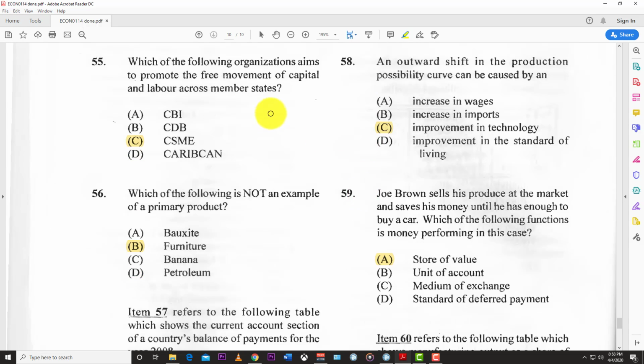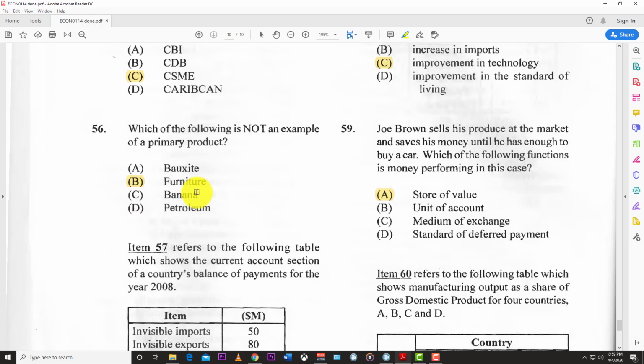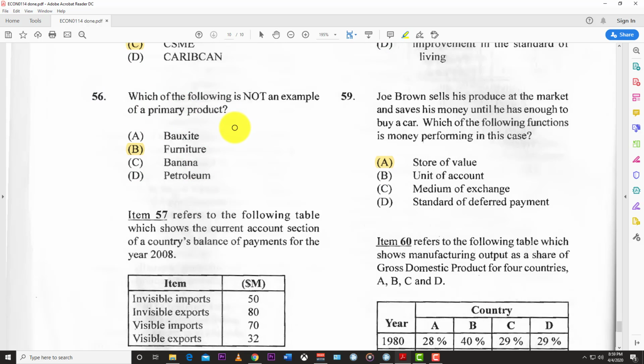55. Which of the following organizations aims to promote the free movement of capital and labor across member states? And the best answer here is CSME. That's what CSME is all about. It can't be the Caribbean Development Bank. It's not that, so it's CSME. 56. Which of the following is not an example of a primary product? And the answer is furniture, because that would be secondary. So that's B, furniture. That's a secondary level production.